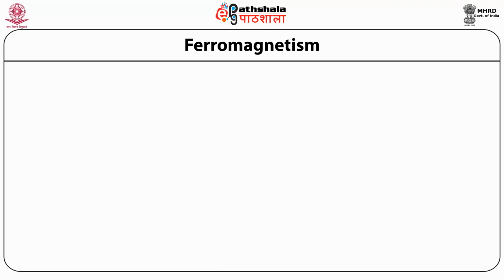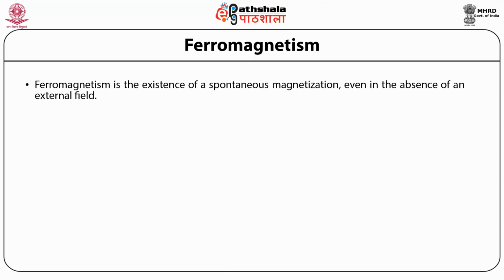The Weiss theory of ferromagnetism. Ferromagnetism is the existence of a spontaneous magnetization even in the absence of an external magnetic field. Weiss suggested that magnetic moments are ordered not only by the external magnetic field B, but also by the cumulative action of all magnetic moments, that is, elementary moments interact with one another. So this field is named the exchange field.